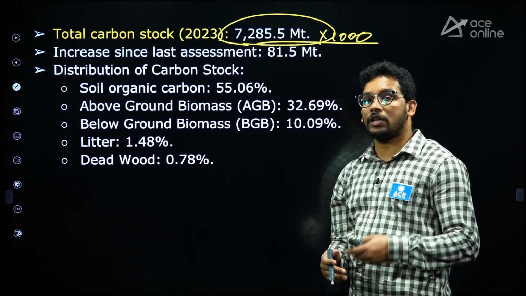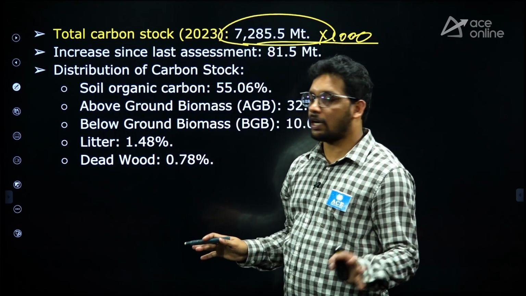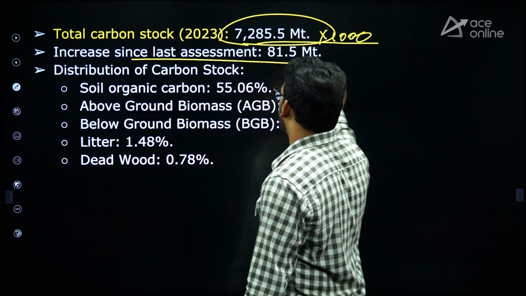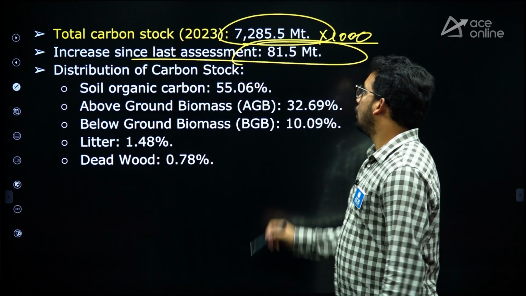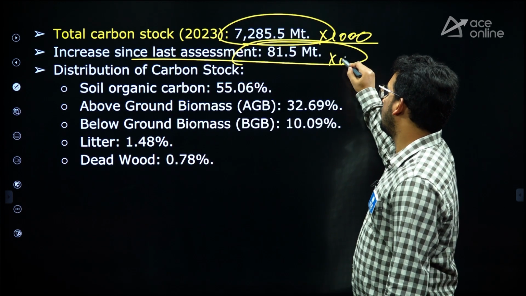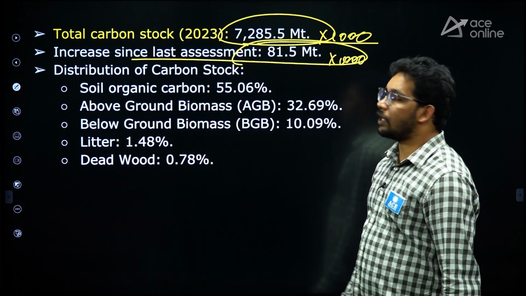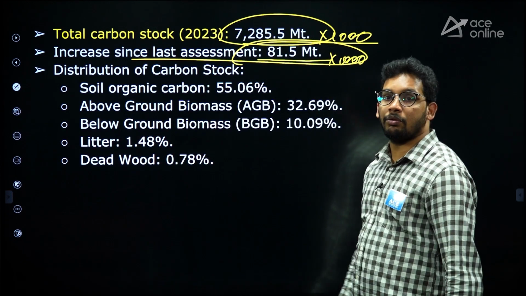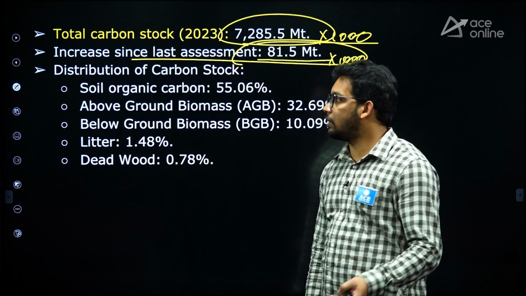If all this carbon is released into the atmosphere, we will die, right? So that's why plants are very important. And increase compared to the last assessment is 81.5 metric tons into 1000, if you can, in terms of the cages. So this much amount of carbon we have able to increase the store in the plants.